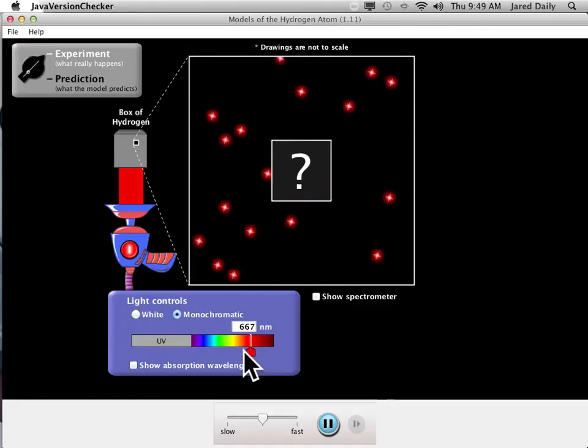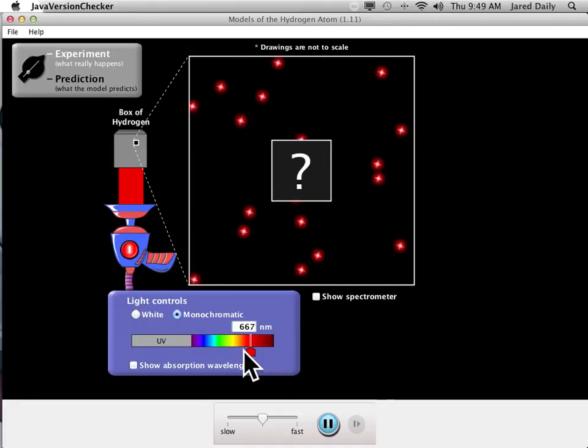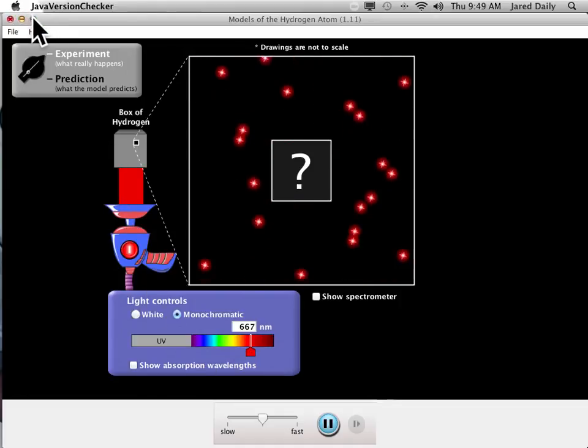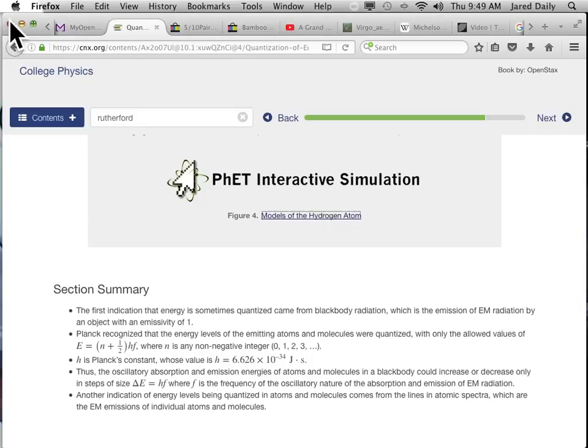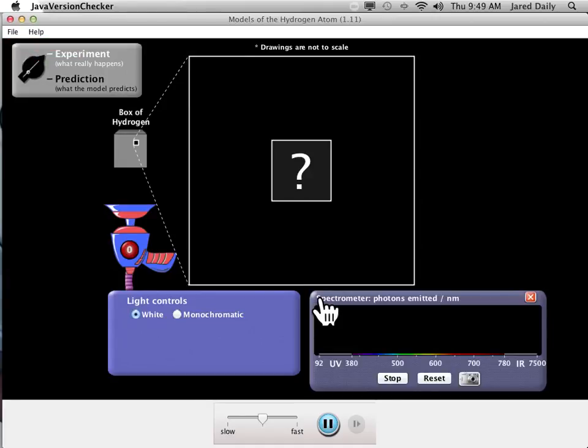Anyway, the point is that they discovered that these atoms do this. They have this behavior where, oh, I should have shown the spectrometer. That's what I should have done. Let's do that again really quick. That'll make it easier. I didn't see that till the very end. Show spectrometer. There we go.